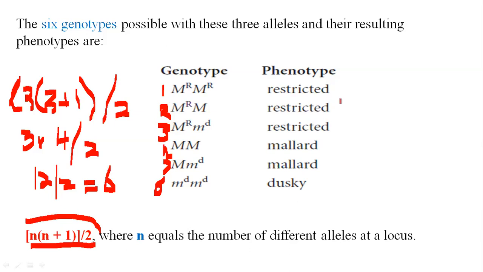These 3 are dominant, restricted, because capital MR is present. If even one allele MR is present, all of them will be restricted, whatever allele is present with it, whether it is MR, M, or MD. In the case of mallard, capital M and capital M is present, and capital M and small md. Mallard is the second one, which will be dominant over MD. And pure homozygous recessive MD is dusky.